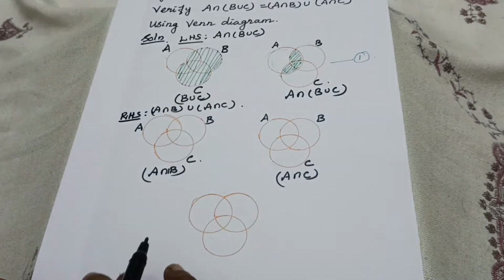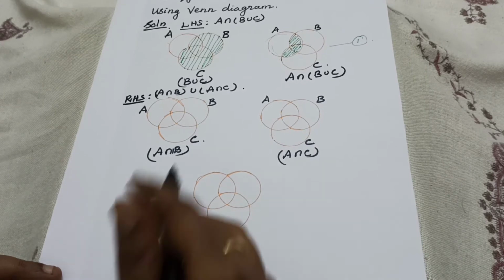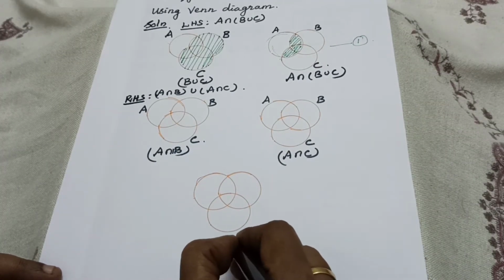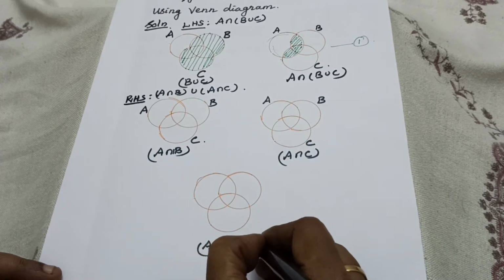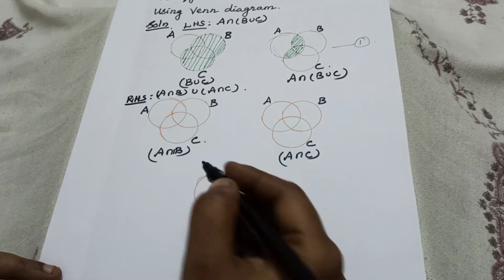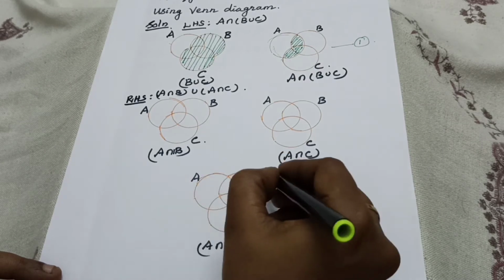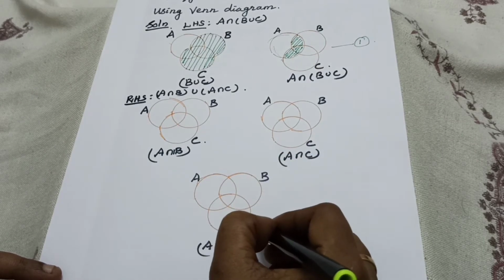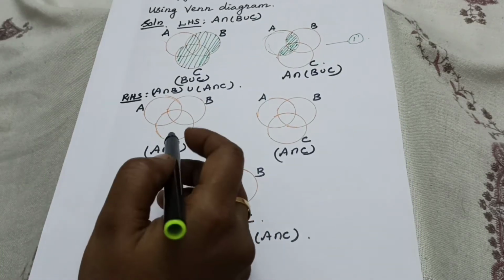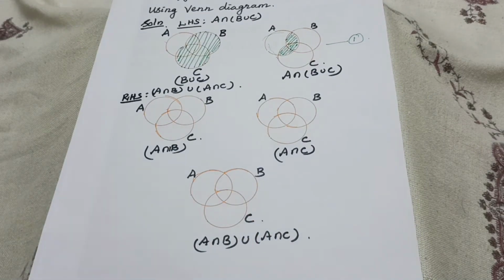Then next one, right hand side fully, what is given? A intersection B, then union A intersection C. Here also name A set, B set, C set. Have you understood? Here, first we have to see the A intersection B portion.